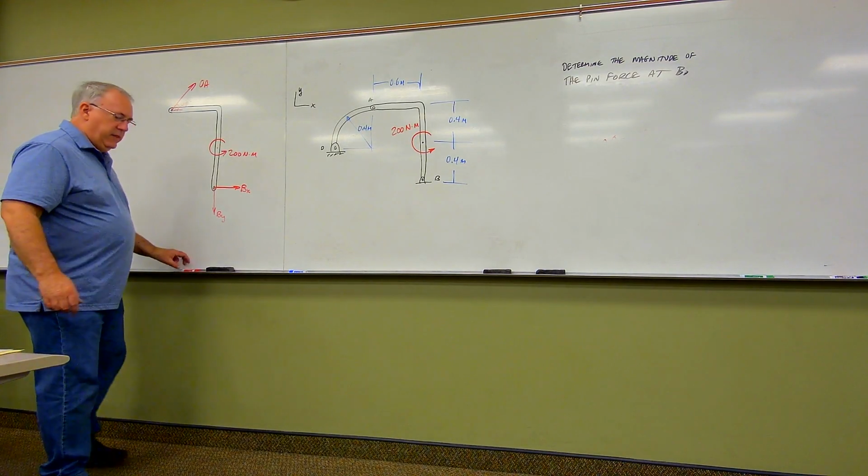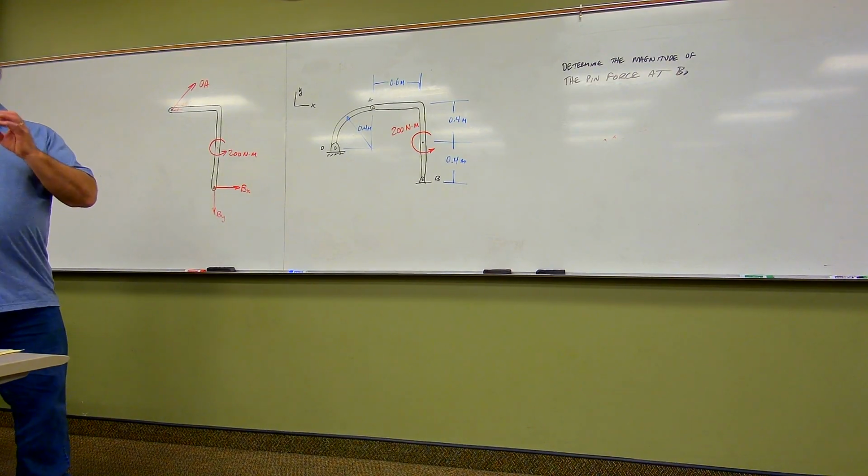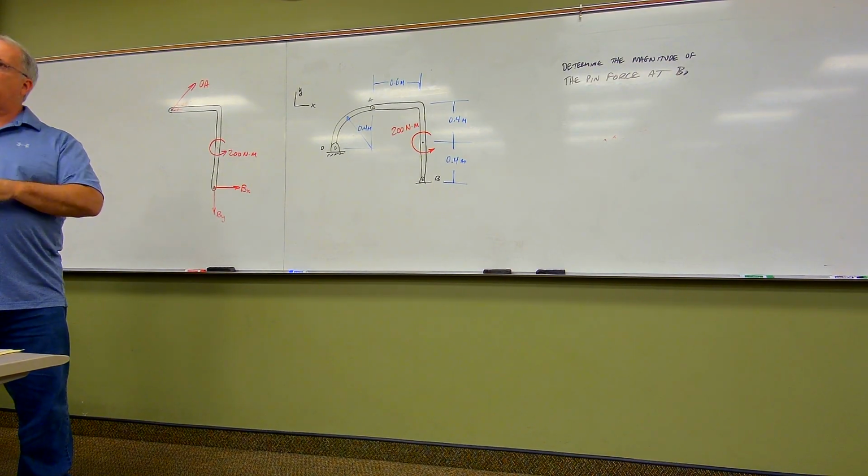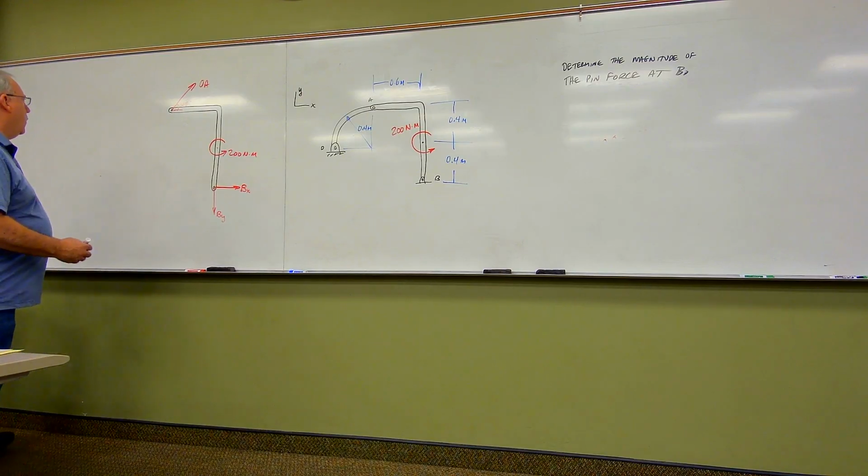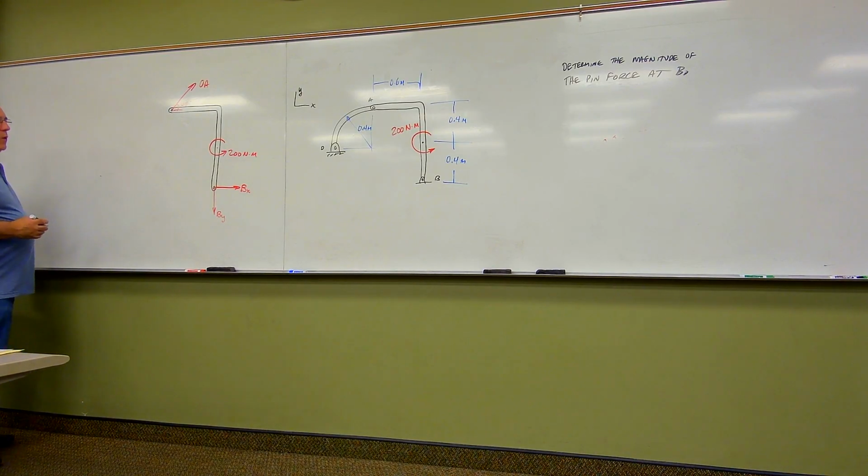Now, once you are confident you've got the complete free body diagram, we go to the equations of equilibrium. We want to figure out what BX and BY are, and I'm asking myself, is there any way to do this with just one equation?